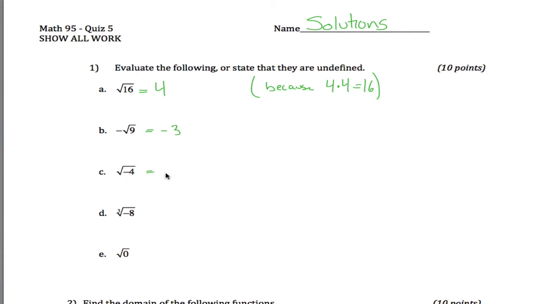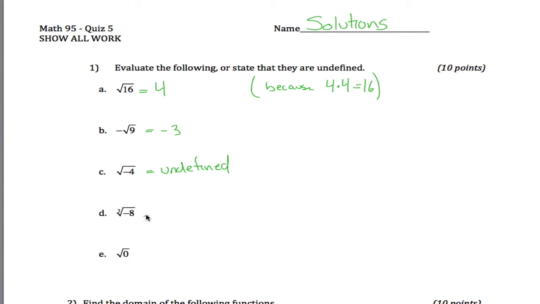Square root of negative 4. This one is undefined. Why? Because nothing times itself gives you negative 4. 2 times 2 gives you 4. Negative 2 times negative 2 gives you positive 4. Nothing times itself gives you negative 4, at least when we're dealing with real numbers, which we are in this class.